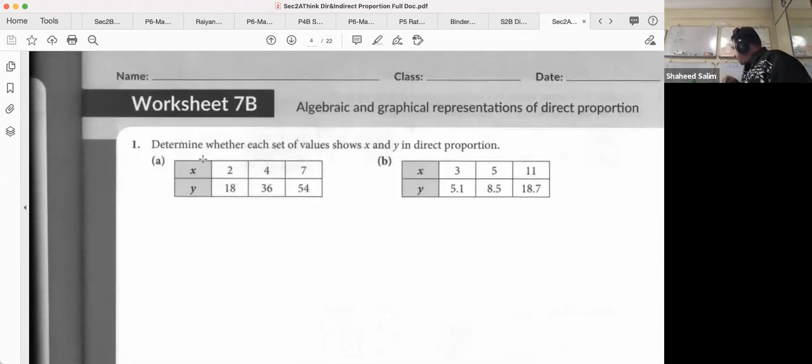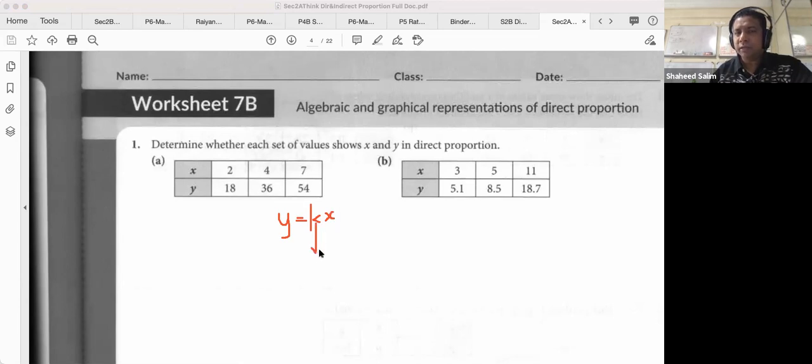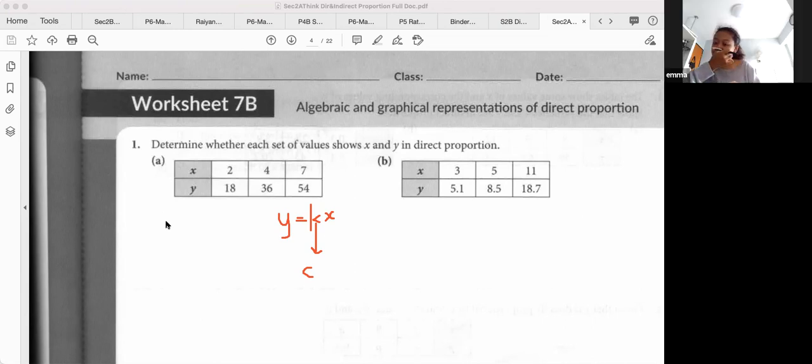Can we try 1E first? In case you've forgotten, the equation for direct proportion is given as y equals kx. K stands for constant, and the x and y values are given here. So you know how to check whether this is direct proportion? Do you know? I don't remember.